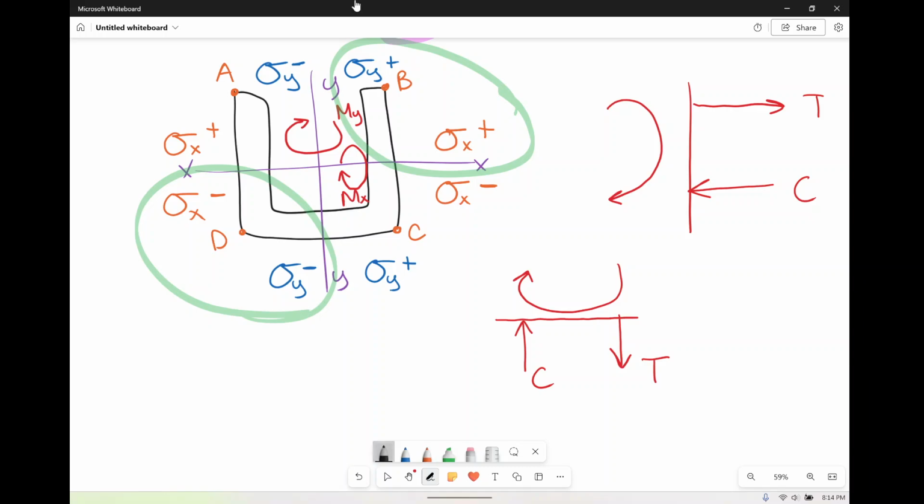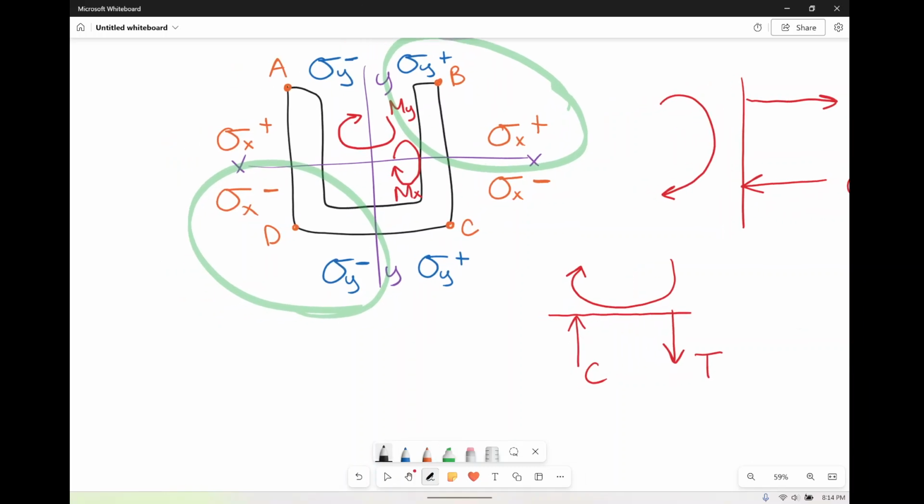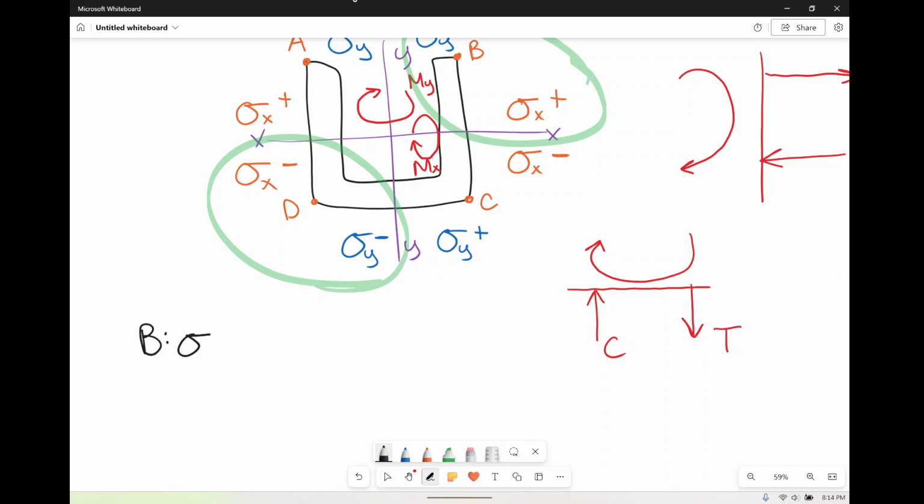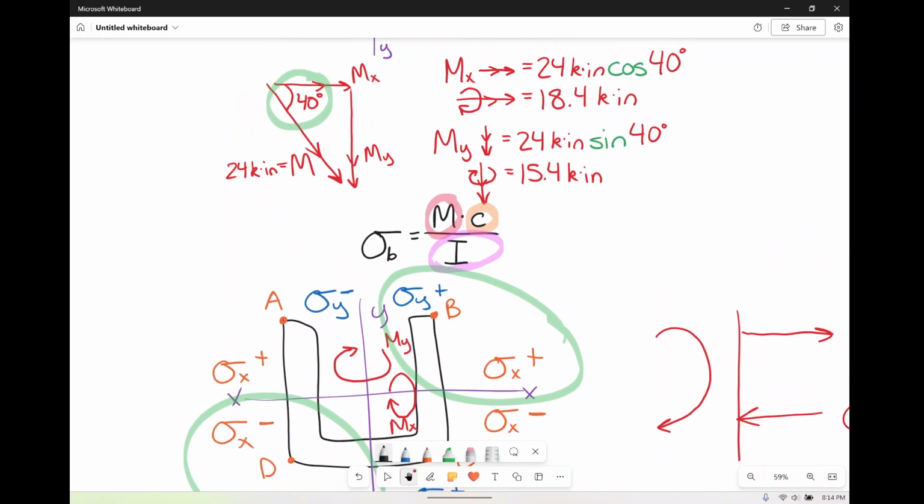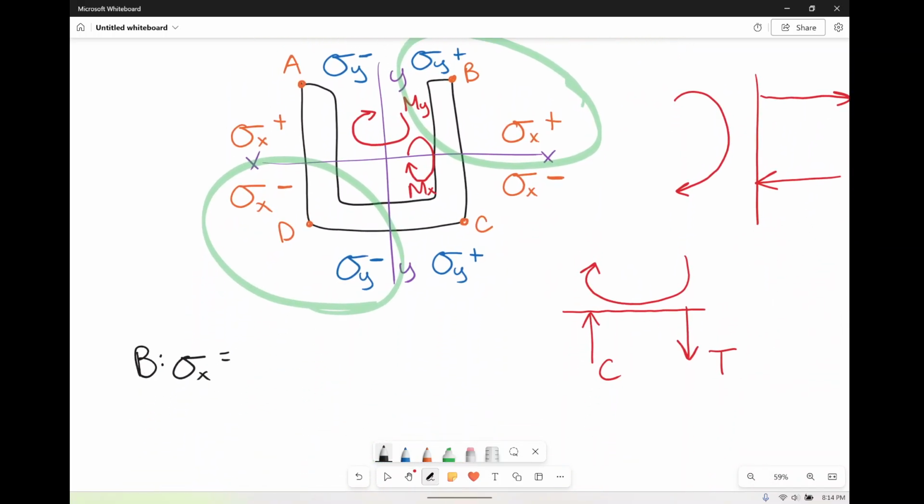So let's get started. We'll start with B first. So for point B, sigma x, we do need Mx. Mx is going to be 18.4 kip inches. We had that written in red, so we'll stick with our colors. 18.4 kip inches.